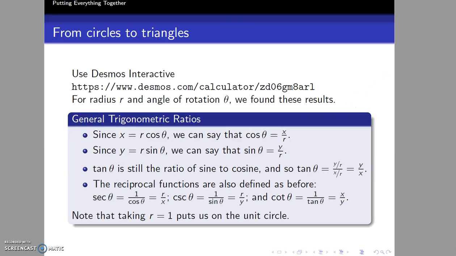Sound good? Because here is the issue, right? These results, again, if you were to look at them again, for radius r and angle rotation theta, we have these results. Cosine of theta was x over r, sine of theta was y over r, tangent was y over x, secant and cosecant cotangent we all had defined appropriately. But what about no r? What is sine of 60 degrees? Or what is sine of 120 degrees? Or what is sine of 135 degrees? These are all couched with some radius. So how do we go to just having sine angle equals number?